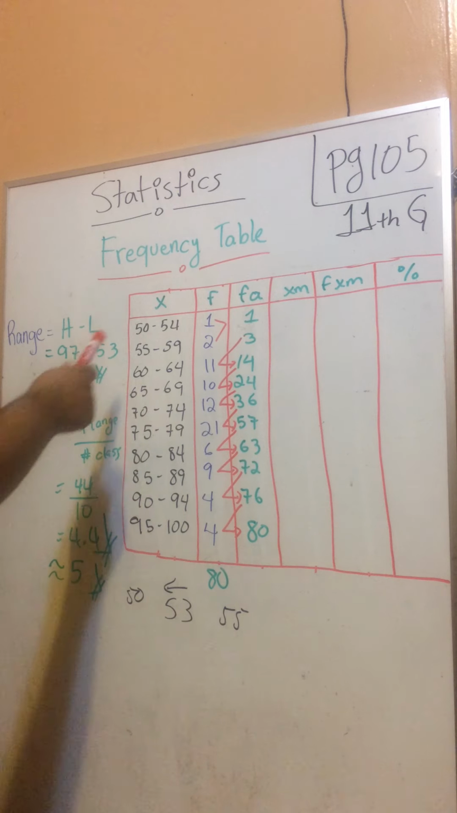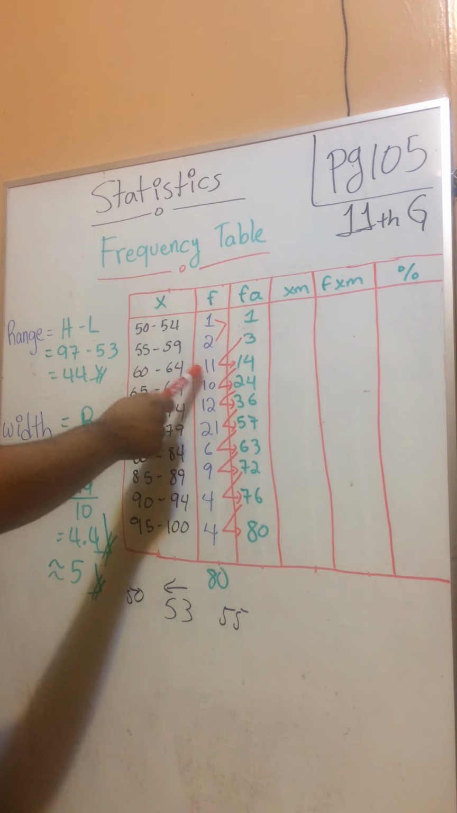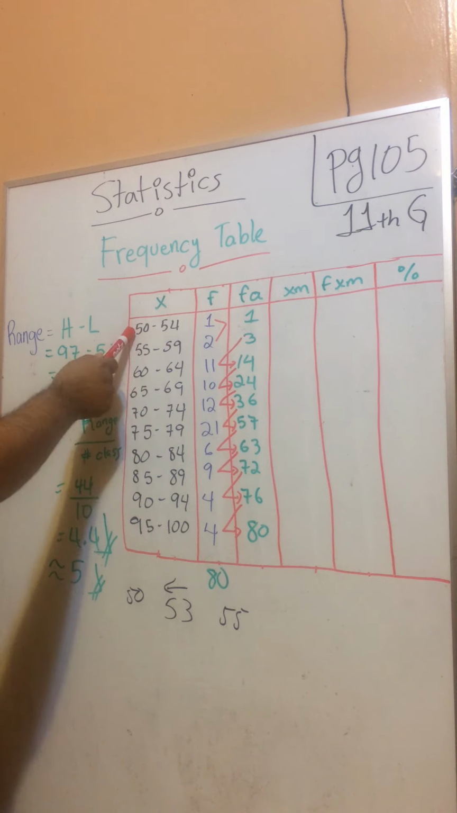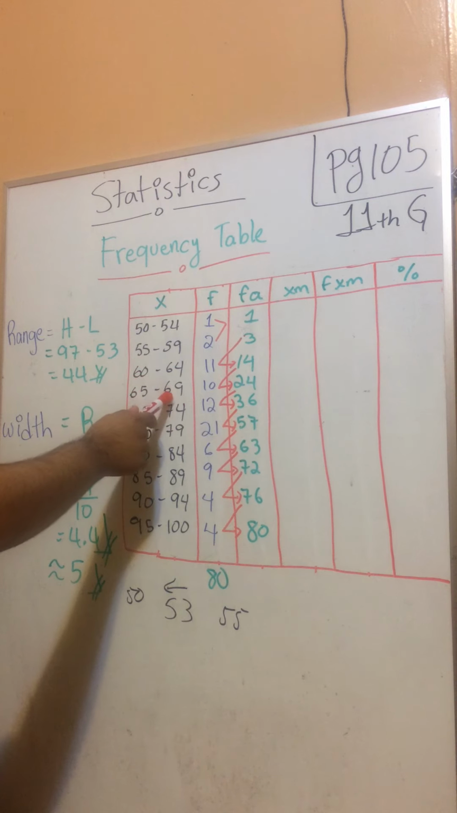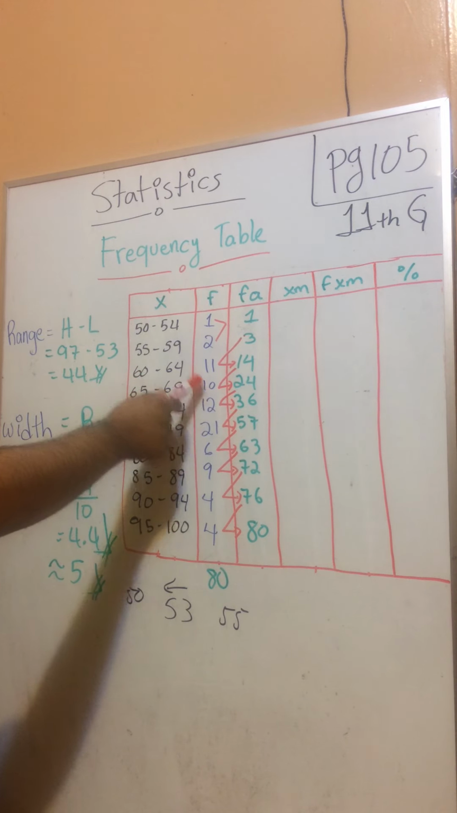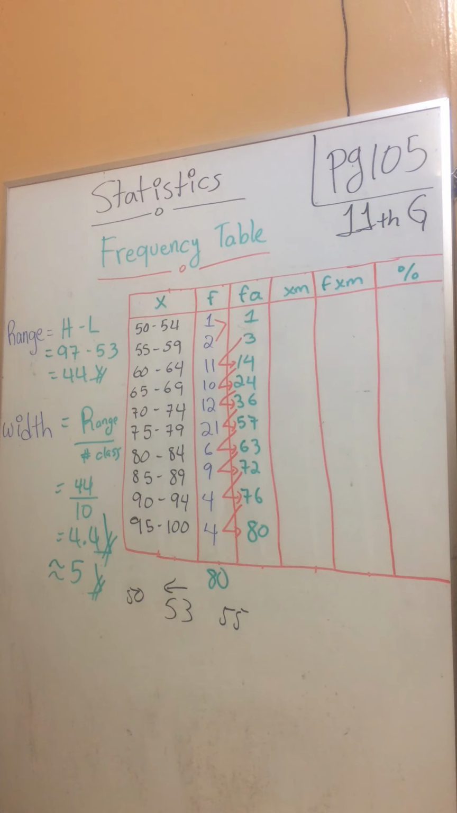How many do we have between this range and this range? 1. But then for this range and this range, we have this one plus this one, 3. The next one: from 60 to 64, we have 11. But how many do we have from 50 to 64? We have 14, the 1, the 2, and the 11. And the same thing with the rest. How many from 65 to 69? 10. But how many from 50 to 69? 24.